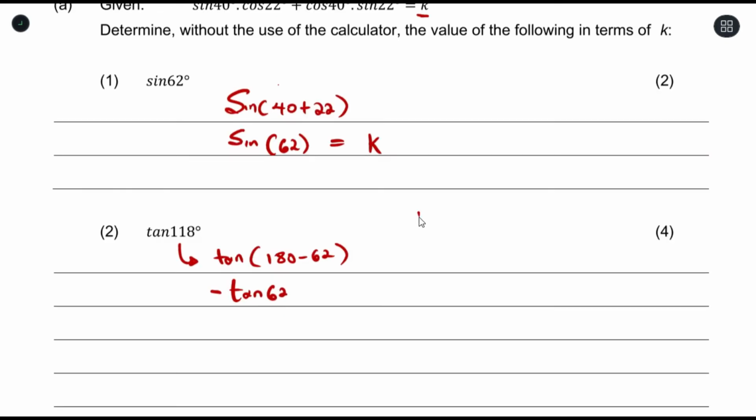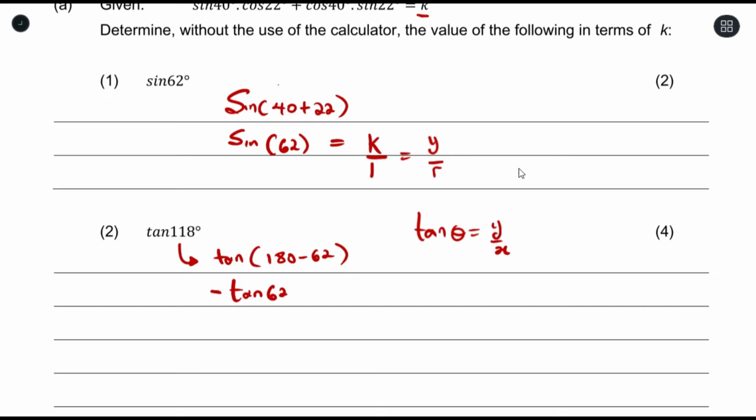From trig ratios, tan theta is y over x. Now, if we want to figure out what tan 62 is, we could also figure out y over x. But the problem is we have y, but we do not have x. Now, how we do have y is this. Sine 62 is the same thing as k, which can also be written as k over 1, which makes y k and r 1. So we need to figure out what x is.